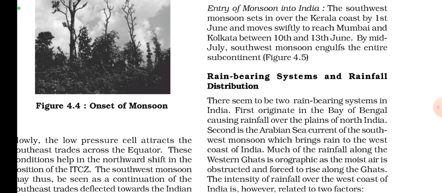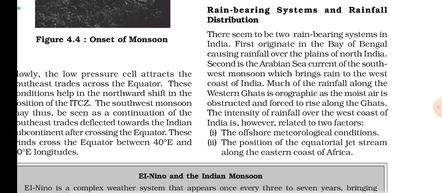Entry of monsoon into India. The southwest monsoon sets in over the Kerala coast by 1st June and moves swiftly to reach Mumbai and Kolkata between 10th and 15th June. By mid-July, southwest monsoon engulfs the entire subcontinent. Rain-bearing systems and rainfall distribution.